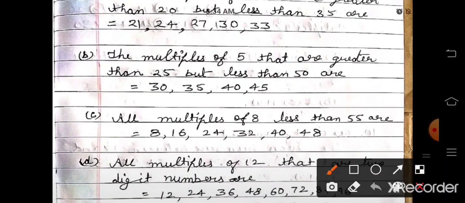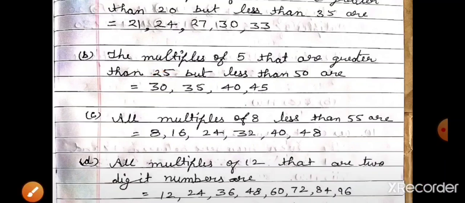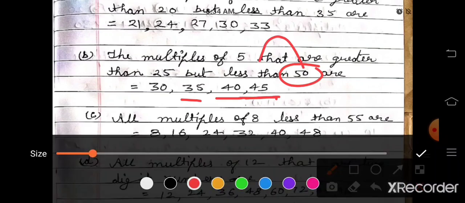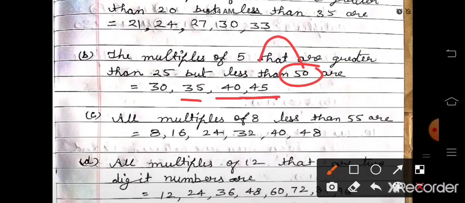Now the multiples of 5 that are greater than 25 but less than 50. So read the table of 5. Okay, 5 fives are 25, then 5 sixes are 30. So 30 is greater than 25. Okay, then 35, 40 and 45. Then 5 tens are 50. So it is 50, but we have to write less than 50. So we have to write only up to 45. Okay, 30, 35, 40 and 45.